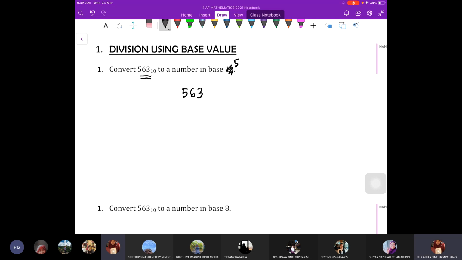Sekali lagi saya salah typo ni. Base 5 eh. So 563 base 10. Bila kita nak kepada base 5, we are converting to base 5. Kamu mesti bahagi dengan 5 sentiasa. You divide ni must always be 5.